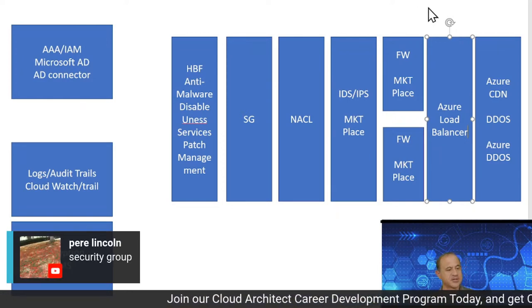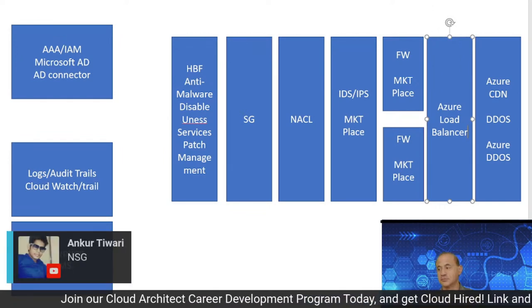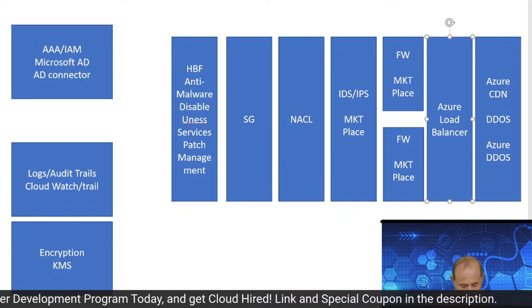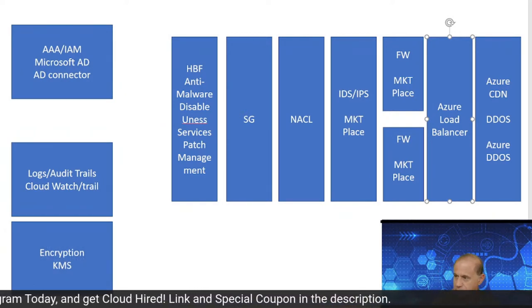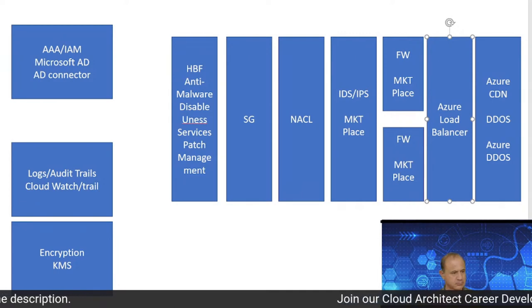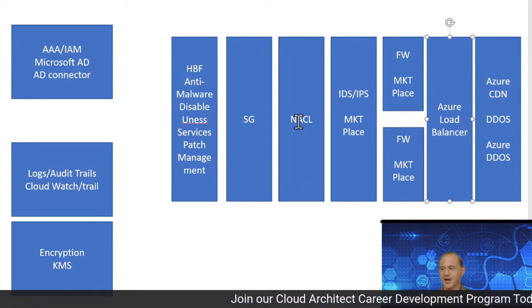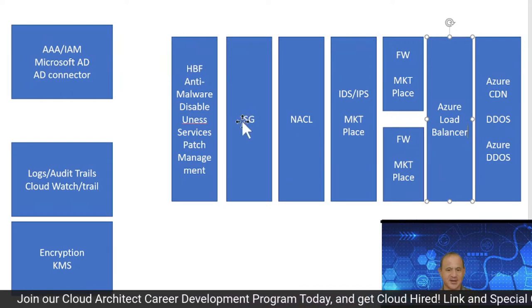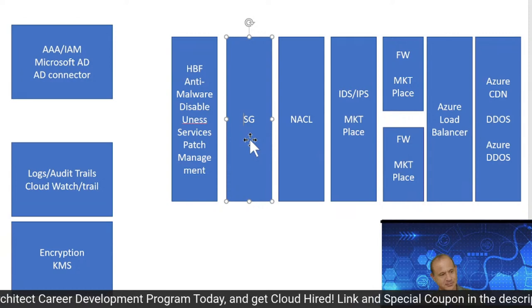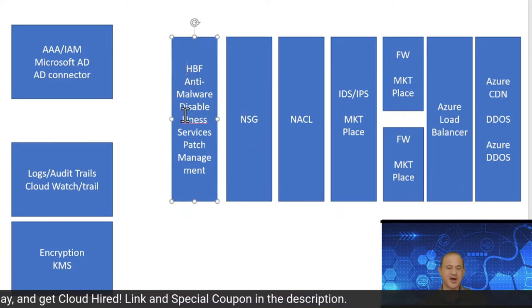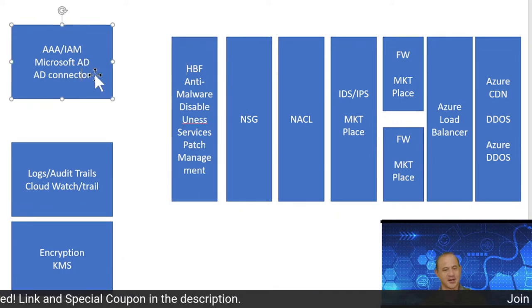Network security group, but is there an Azure ACL? It's called an Azure network access control list. And then after that, there is a network security group. We're going to do the same host-based firewall, anti-malware, sure.